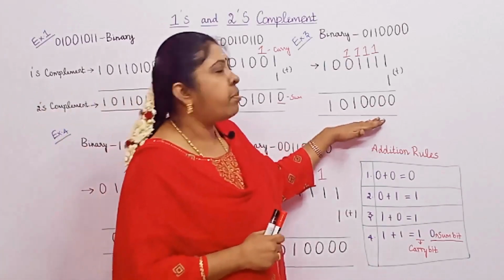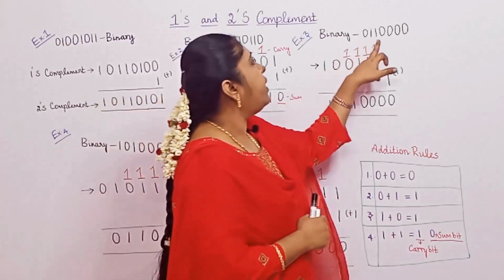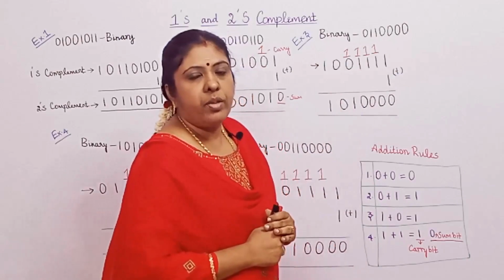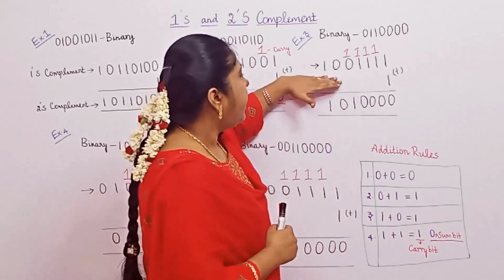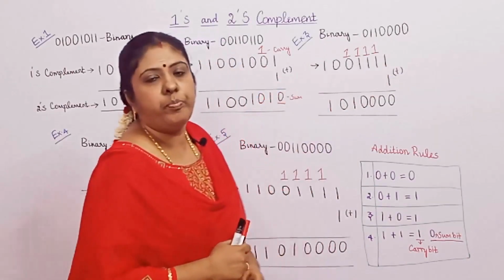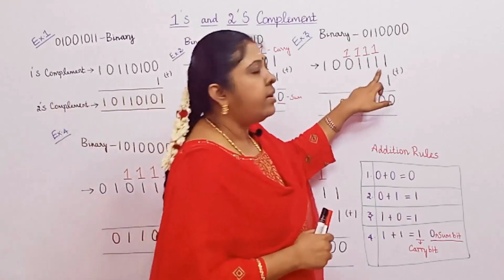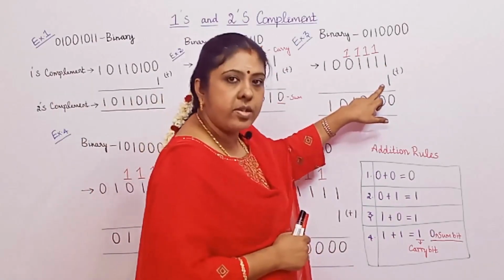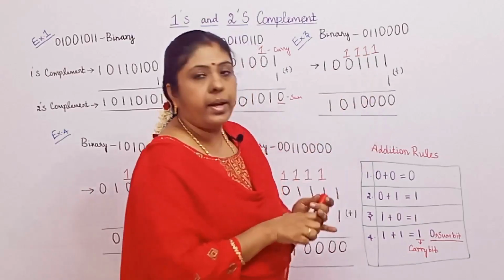Now consider example number 3. Here the given binary number is 0110000. First step, we want to convert to 1's complement. It is converted as 1001111. And for converting to 2's complement, a 1 is added at the last binary digit. So 1 plus 1 gives 10, 0 as sum bit and 1 as carry bit.